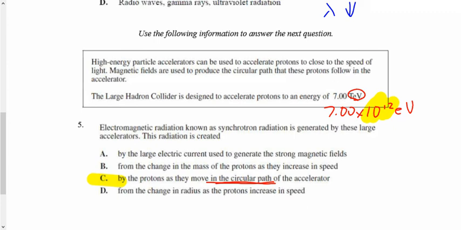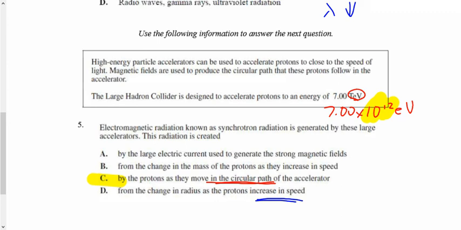Now, we look at an option like, say, number 4, or D, I should say, from the change in radius as the protons increase in speed. Okay, let's distinguish why an answer like D is not the answer. Increase in speed, that's acceleration, right? Okay, that kind of leads us to one of those 3 key words, right? So why is D not the answer?